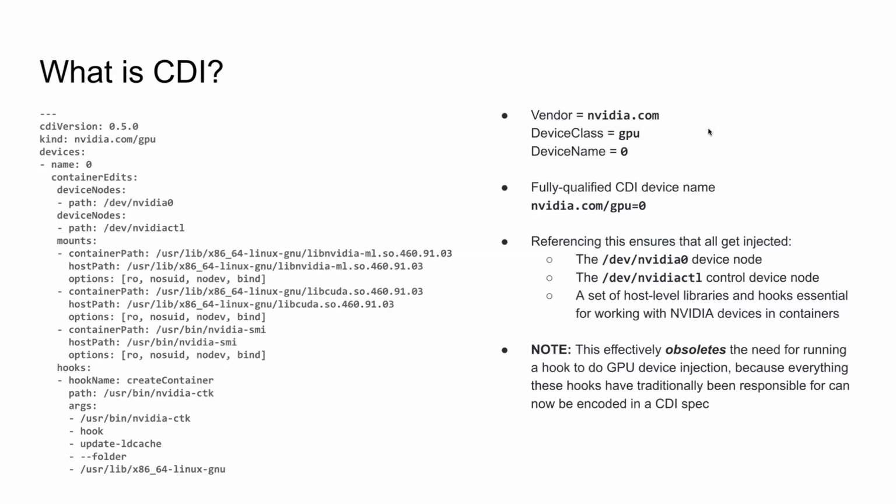And the idea is that referencing this fully qualified CDI device name when you're requesting your resources will cause all of the edits defined in the spec to be applied to the environment associated with this container. So in this case, it will inject the device node nvidia0 associated with GPU 0, the control device node that may be associated with that, as well as a set of host-level libraries and hooks that are required to actually get things working.